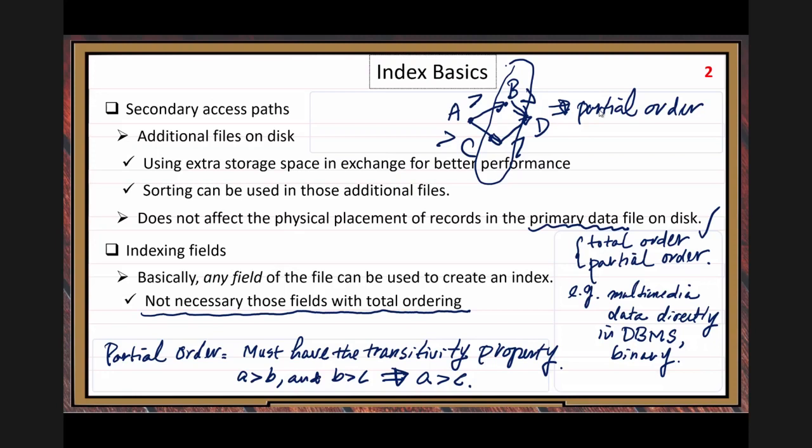So not necessarily those fields have a total ordering. Even if your data does not have a total order defined, you can still create an indexing file for it. But you cannot do binary search. If there is no total order, how can you do binary search? Instead we use another technique: hashing. Hashing is another very fast searching algorithm.